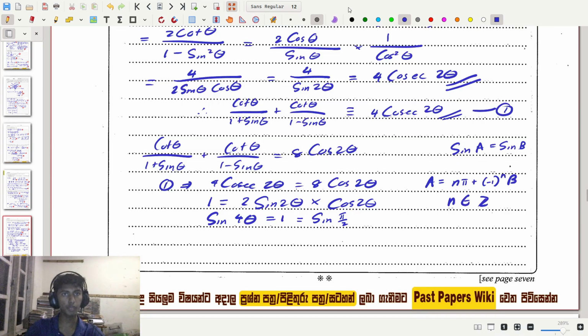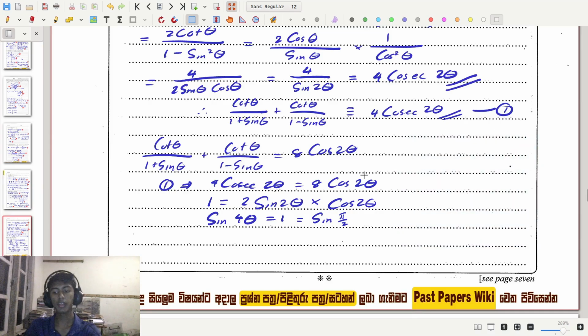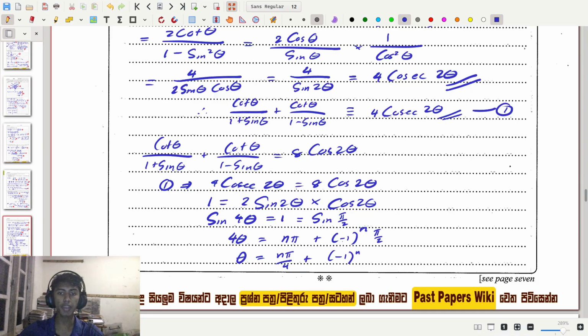Now according to this, if we substitute into this given situation, we get 4 theta being equal to n pi plus negative 1 to the power of n times the angle here, which is pi by 2. Now if we divide both sides by 4, we get theta being equal to n pi by 4 plus negative 1 to the power of n times pi by 2 divided by 4, which is pi by 8. So we get this as our solutions, where n is an element of the integers.